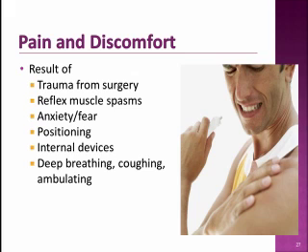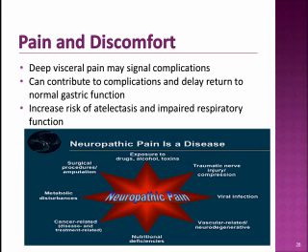The skin and underlying tissues have been traumatized by the incision and retraction during surgery. In addition, reflex muscle spasms may occur around the incision. Anxiety and fear, sometimes related to the anticipation of pain, create tension and further increase muscle tone and spasm. Positioning during surgery or the use of internal devices such as an endotracheal tube or catheters may also result in pain. The effort and movement associated with deep breathing, coughing, and ambulating may aggravate pain by creating tension on the incision area.